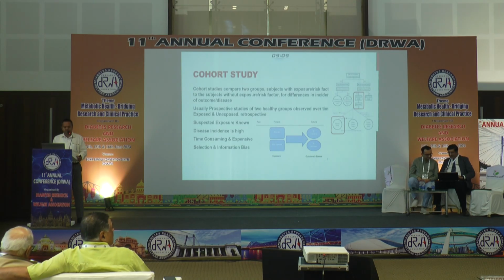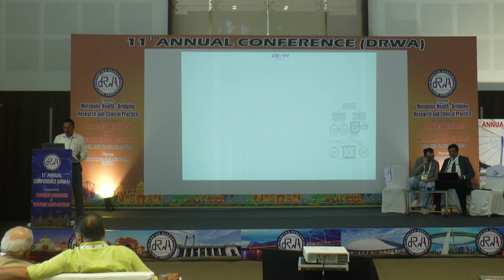So cohort studies compare two groups, subjects with exposure risk factors to the subjects without exposure risk factors. And they're usually prospective, with two healthy groups observed over time, exposed or unexposed. They sometimes may be retrospective also. They're used when the suspected exposure is known and disease incidence is high, but the drawback is that they are time consuming, expensive, and can have selection and information bias.